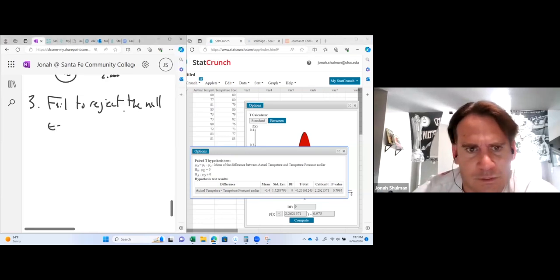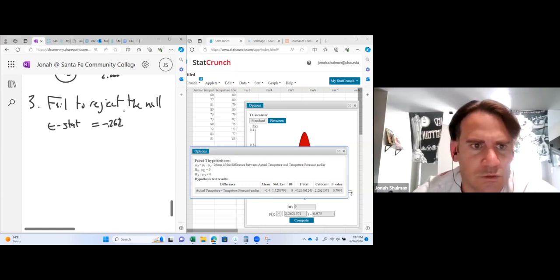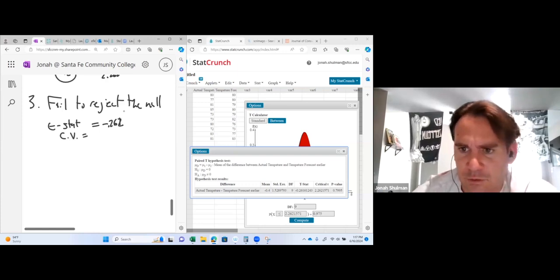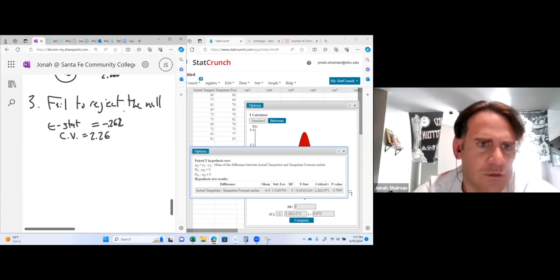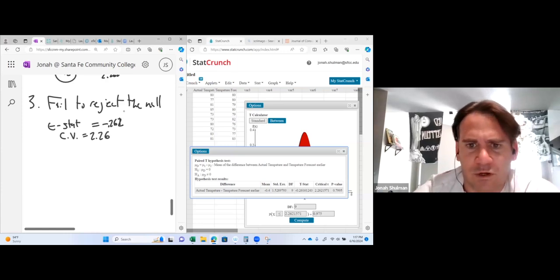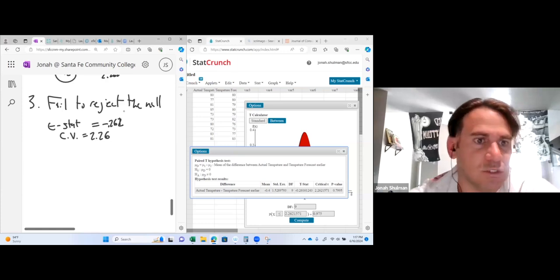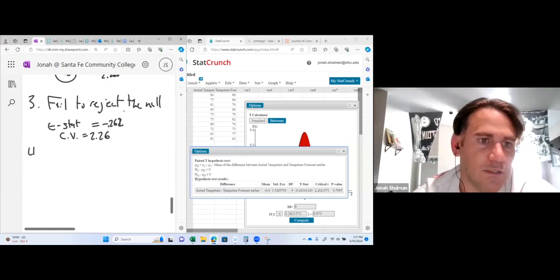T stat negative 0.261, it's negative 0.262, critical value 2.26. Obviously does not exceed. We fail to reject the null. There's no difference between the temperature predicted and the temperature of the day. All right, let's see what 4 has in store for us.